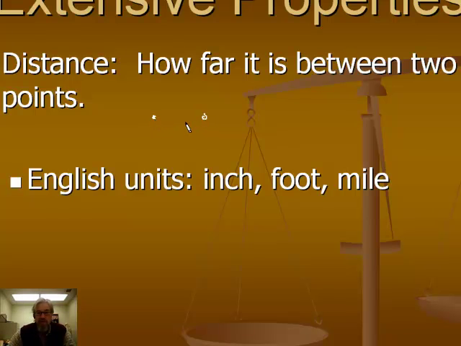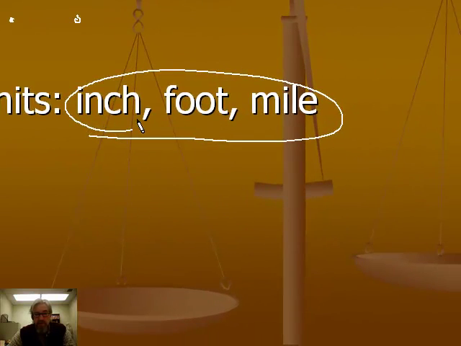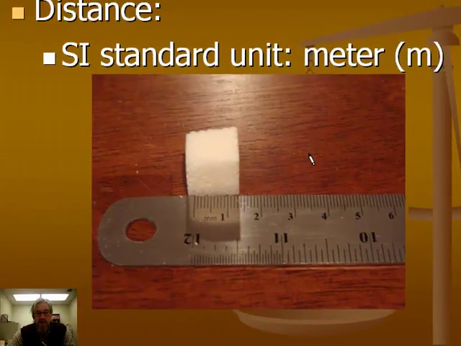The quantity that we use to measure that is called distance. We are familiar with the English units of inches and feet and miles, yards. Those are all ways of measuring distance in English. But in the SI system, the standard unit is a meter. A meter is a little bit bigger than our yard. Most people are fairly familiar with how much a meter is.